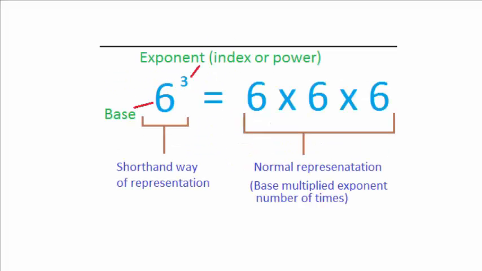Exponents. When a number is repeatedly multiplied by itself, it can be denoted in terms of x raised to y, where x raised to y is equal to x multiplied by itself y times. Here the number x is called the base and y is called the exponent. In the example, 6 is the base and 3 is the exponent, which is also called the index or power.